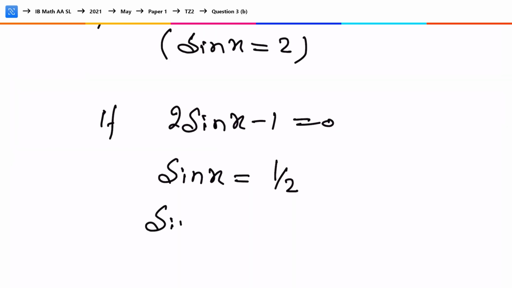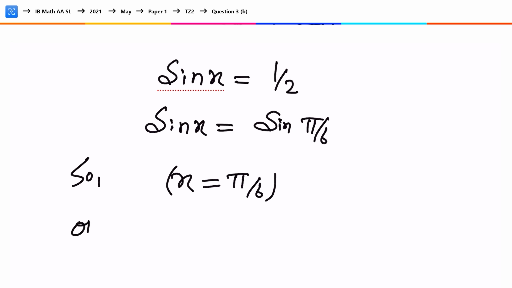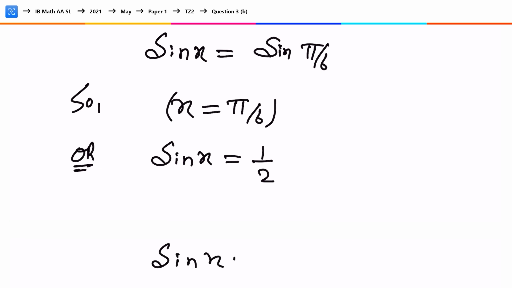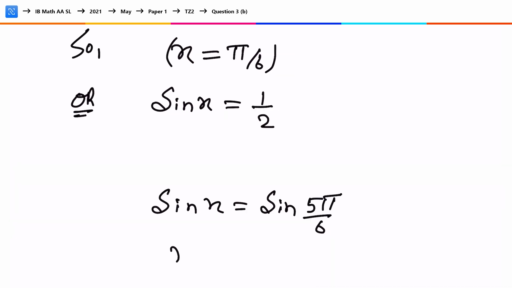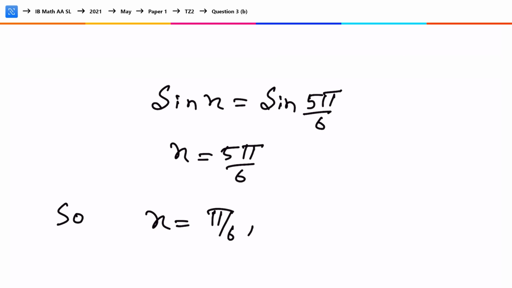The sine of x equals sine pi over 6, so x equals pi over 6, and sine x equals 1 over 2. The sine of x equals sine 5 pi over 6, or x equals 5 pi over 6. So x equals pi over 6, or 5 pi over 6. This is our final answer.